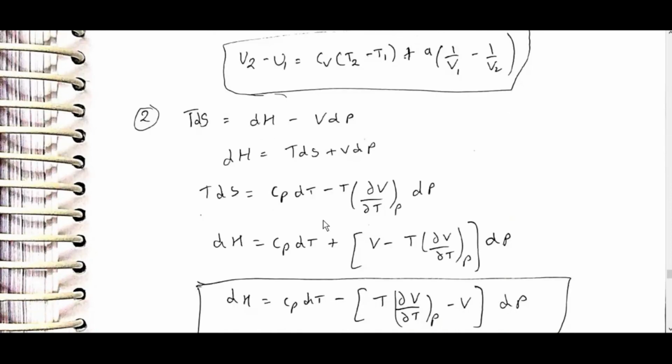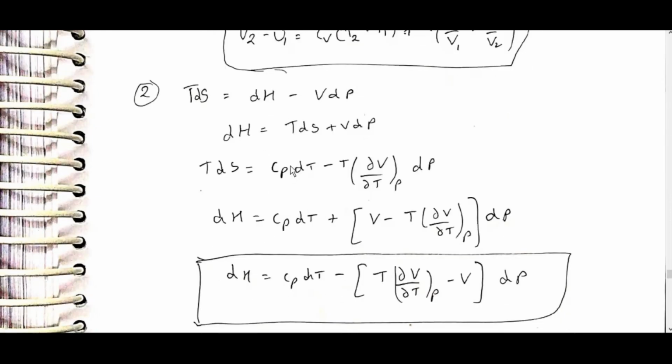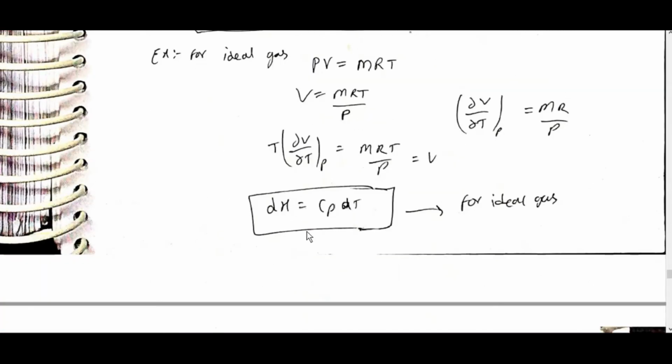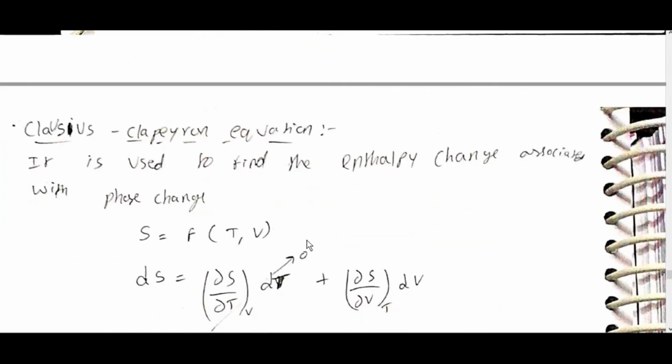TdS is equal to dH minus VdP, so dH is equal to TdS plus VdP. TdS is equal to Cp dT minus T dou V by dou T at constant pressure into dP. dH is equal to Cp dT plus V minus T dou V by dou T at constant pressure into dP. dH is equal to Cp dT minus T dou V by dou T at constant pressure minus V into dP. For ideal gas, dH is equal to Cp dT.